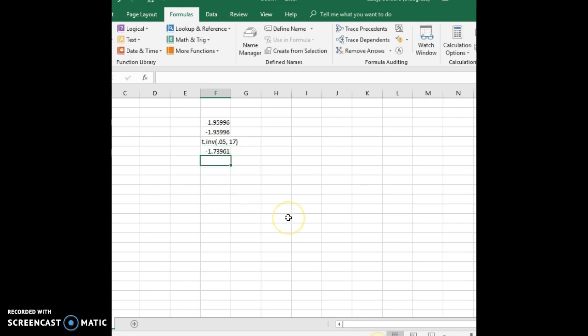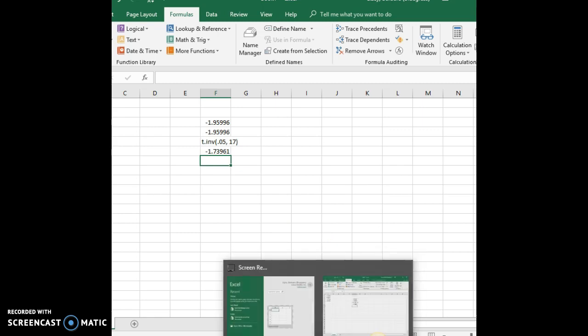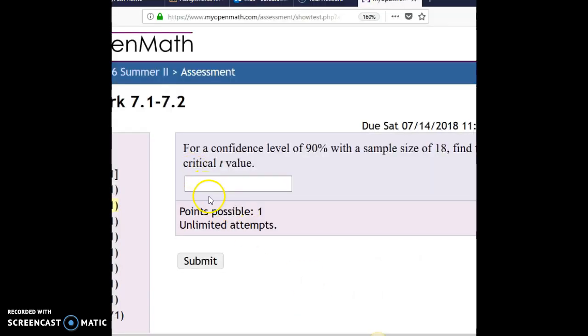And it tells us it's negative 1.73961. Now, as I said before in doing the previous example, we want to put in that critical value as a positive when doing confidence intervals instead of as a negative. So let me go back. It didn't tell us what to round to, so I'm going to just go with 3 decimal places. If I round 1.73961 to 3 decimal places, it's going to end up being 1.740.